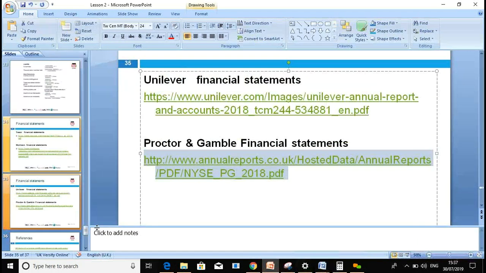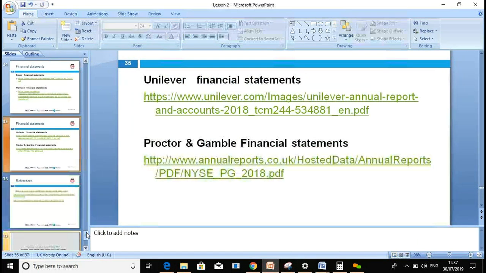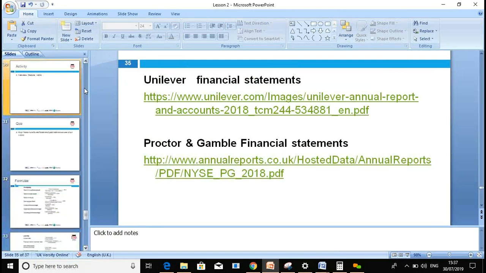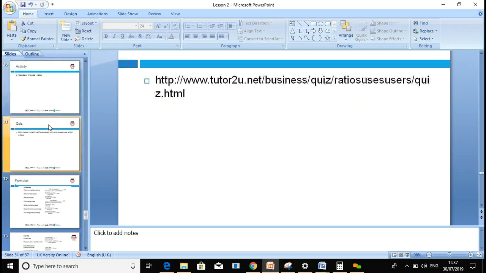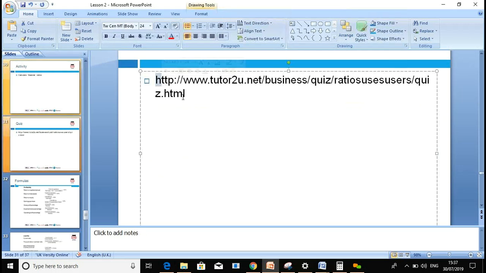I copied the quiz as well, if you want to play with it. This is the quiz. You can copy the link and you can play with it. What is a financial ratio? And at the end of the quiz, you will get all the answers as well, and you can review.